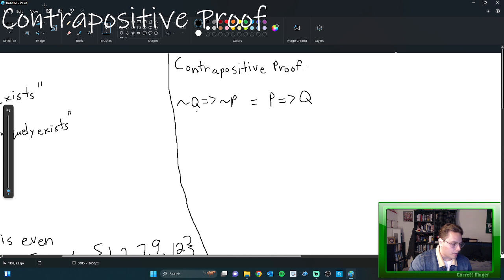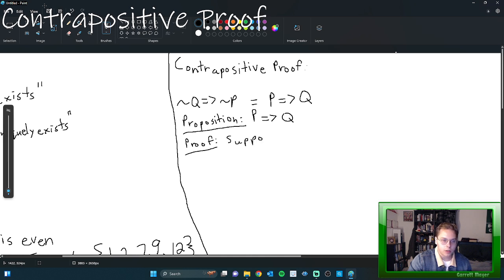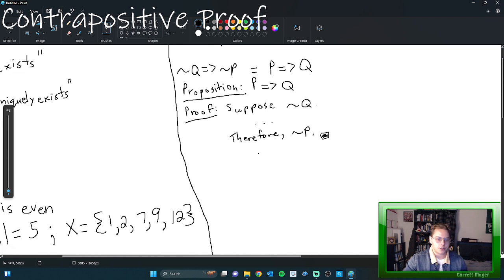So, to see a basic outline again of the way that this works, we have the proposition, and in this case, again, we are using the conditional statement, and we can prove this true by supposing not Q, therefore not P. And that would be a proof. That would be a proof of that conditional statement.